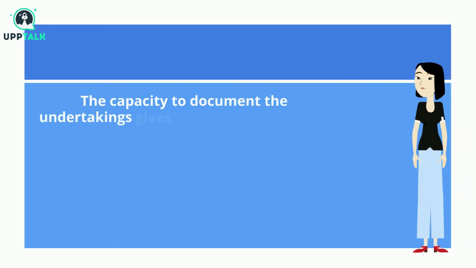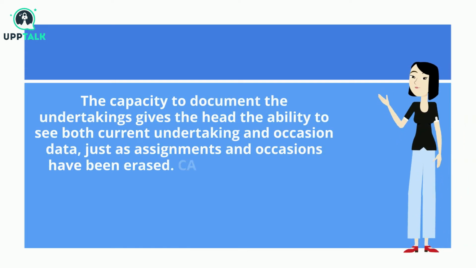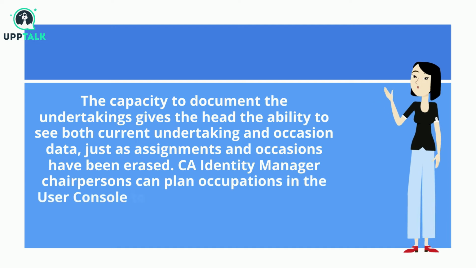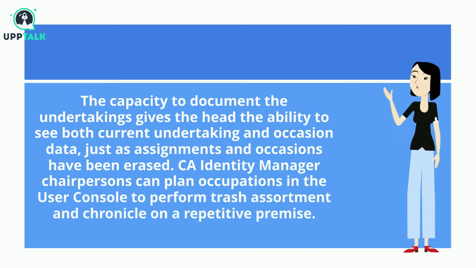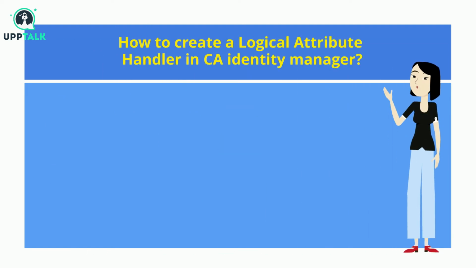The capacity to archive the tasks gives the administrator the ability to see both current task and event data, just as tasks and events have been deleted. CA Identity Manager administrators can schedule jobs in the user console to perform garbage collection and archiving on a recurring basis. How to create a logical attribute handler in CA Identity Manager.